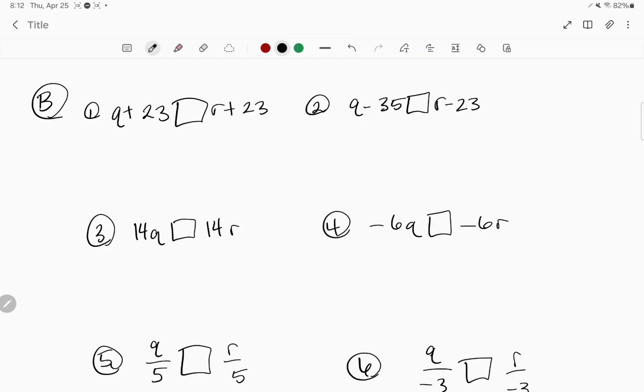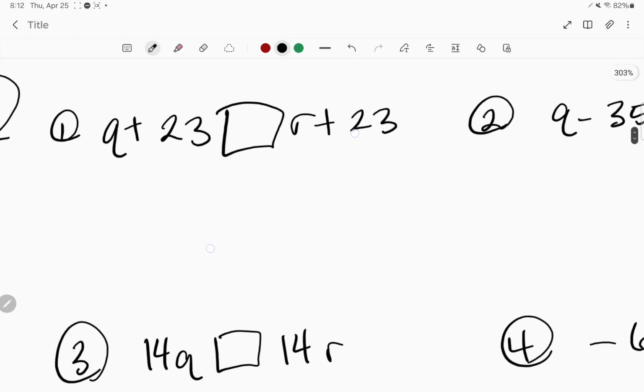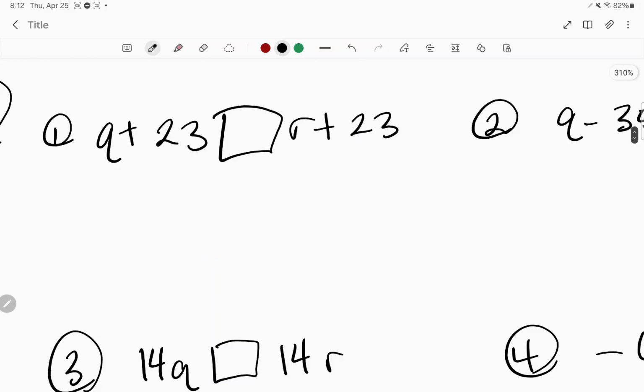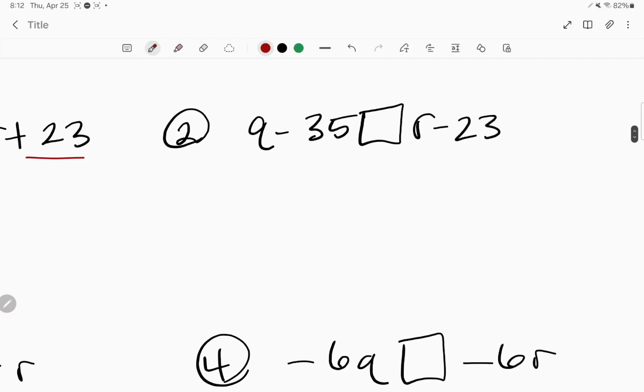So here we have them all written out. Let's go ahead and focus on one at a time. On this first one, you should have had that the left side is less than the right side. So no matter what you plug in for Q, if you're adding the same amount to both sides, it's not going to change it, no matter what. Same thing on number 2. If you subtract the same amount from both sides, but I guess these are different amounts, so this is going to be less anyway because this is a bigger negative.